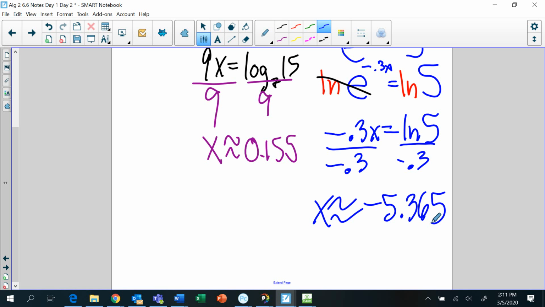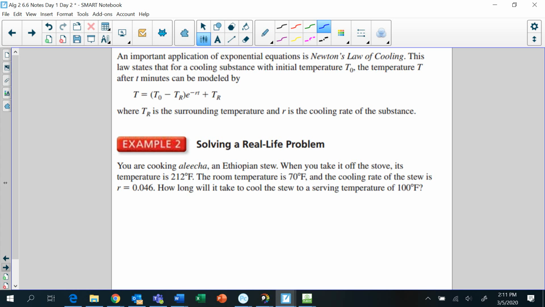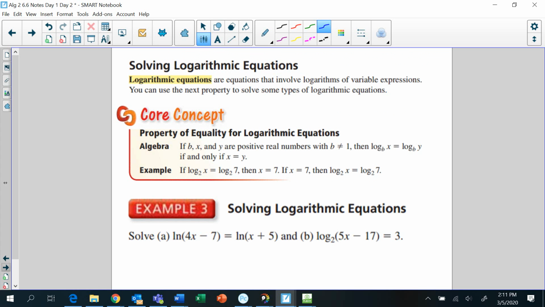Okay, is anybody still writing? So that is solving exponentials. We have one more kind of solving, and then we get to homework. We're not doing the word problems today. Solving logarithmic equations. There is one thing that I need to remind you of when we solve logs.